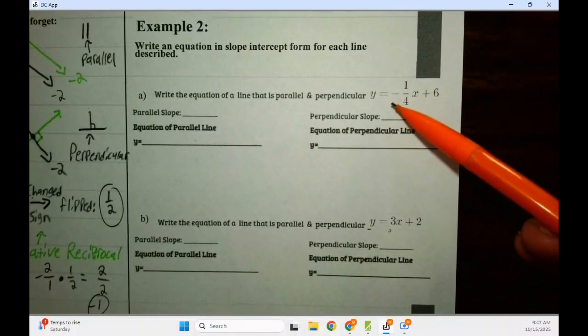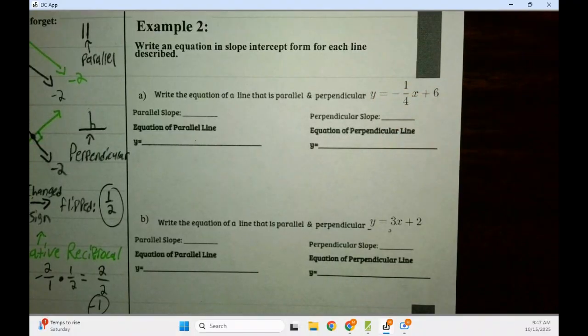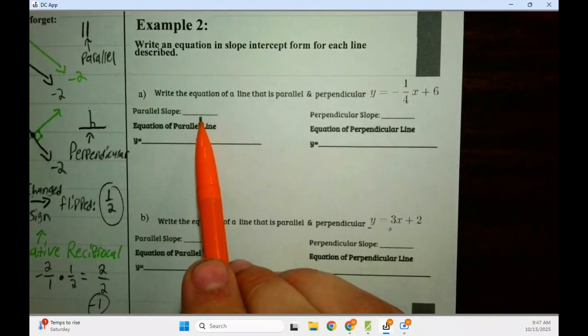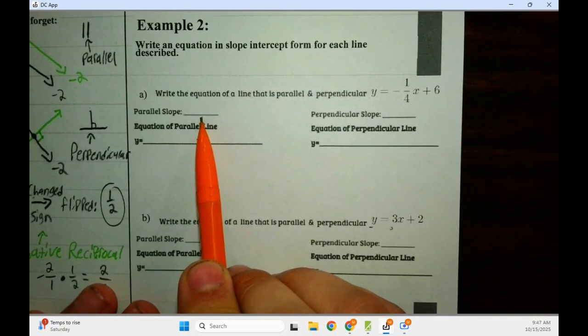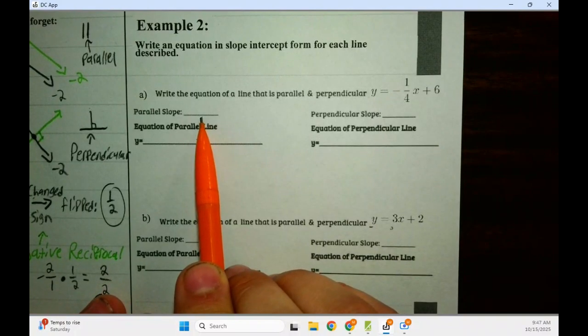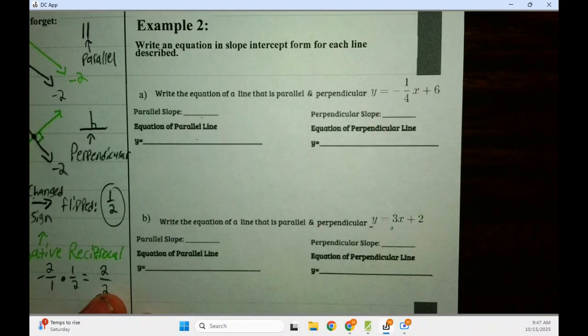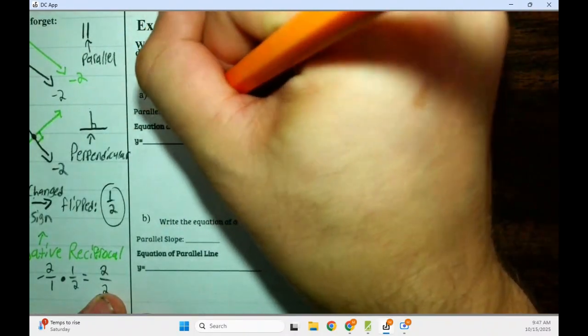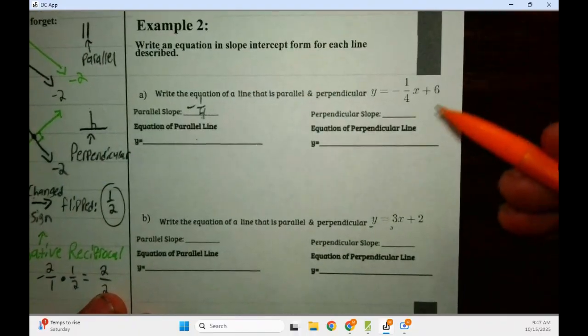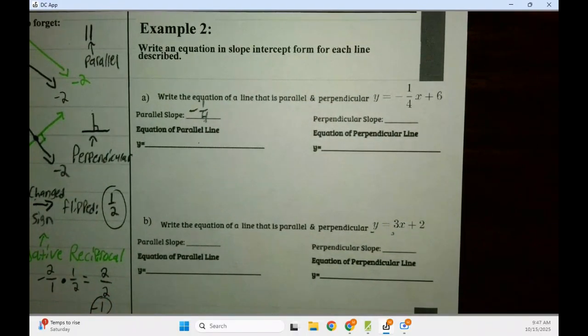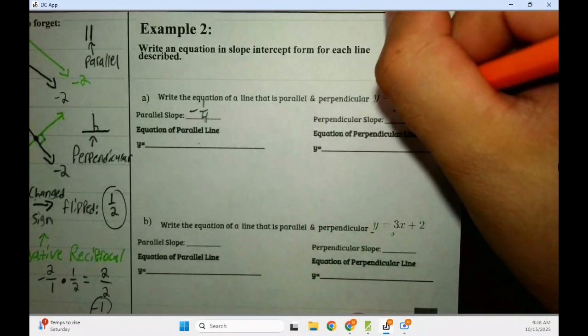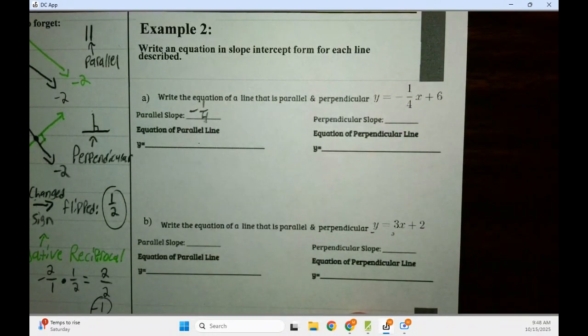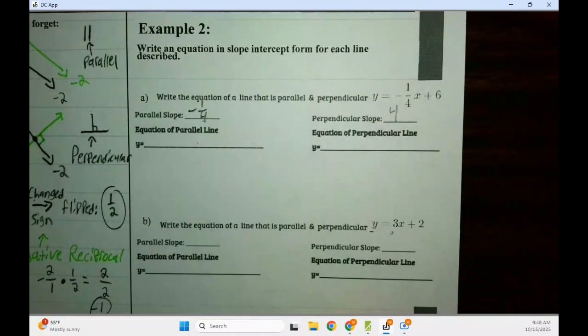Here's the question. It says, write an equation of this line right there that is parallel and perpendicular. So let's start with the parallel. What does the parallel slope have to look like for this? Look at the equation. What's the parallel slope got to look like? Negative 1/4, right? And what's the perpendicular slope got to look like? Well, remember, if it's perpendicular, you flip the fraction and you change the sign. So it's positive 4/1, and isn't that just 4? Boom, and we've got our slopes.